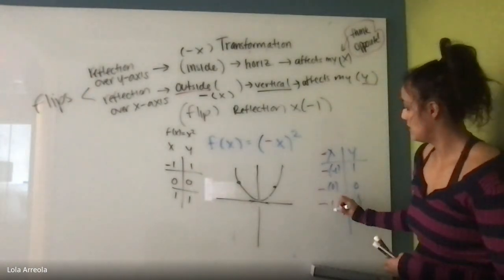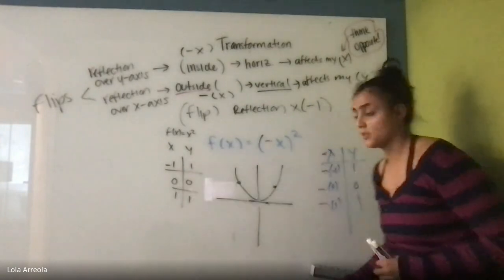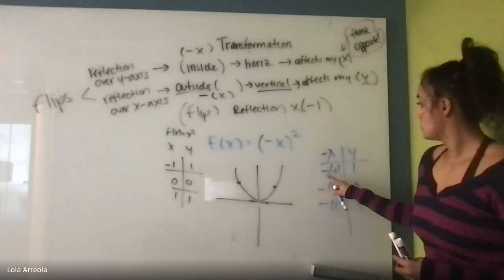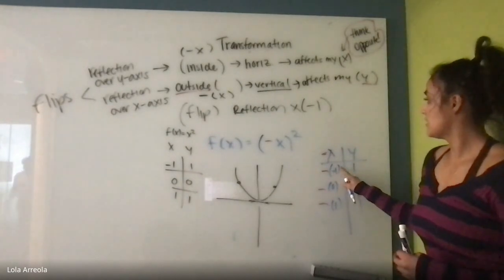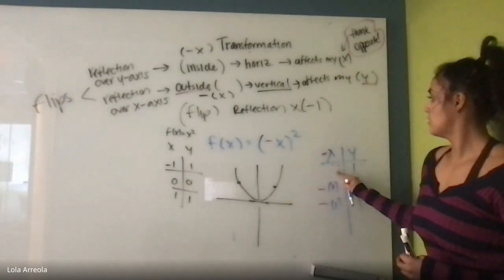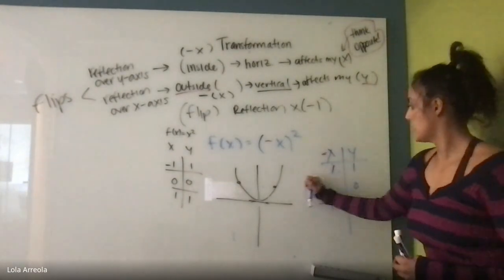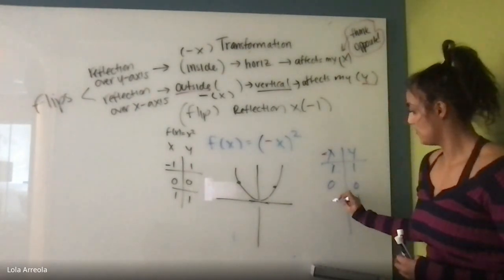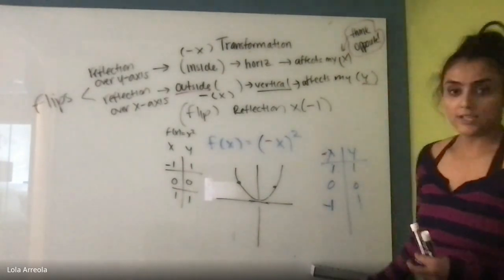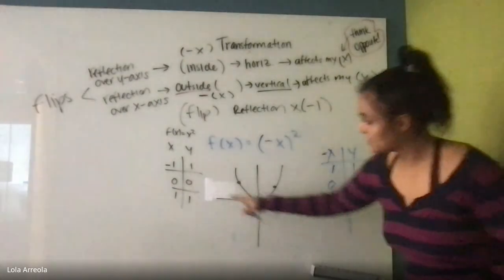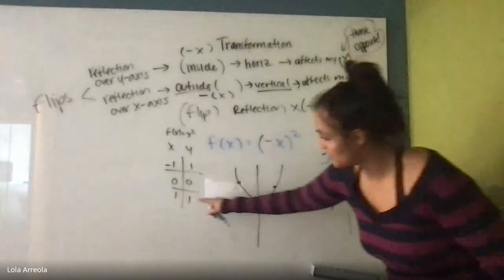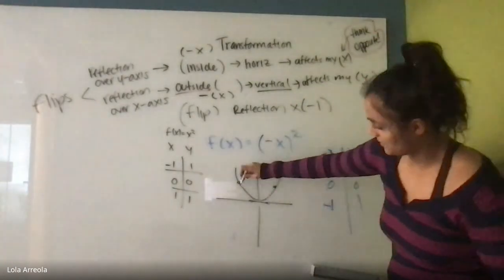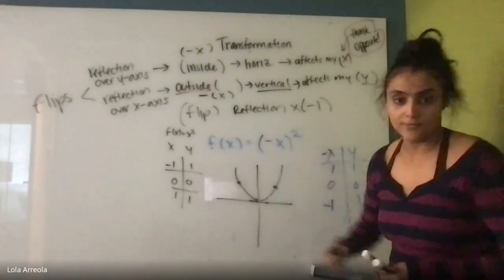0, and 1. Those are my original x values that I'm multiplying by a negative because I have it inside parentheses. So negative times a -1 is just 1. -0 is just 0. And negative times 1 is -1. Notice I have the same points. -1, 1 is up here. 0, 0 is up here. 1, 1 is up here. Okay, that's why I still have the same graph.